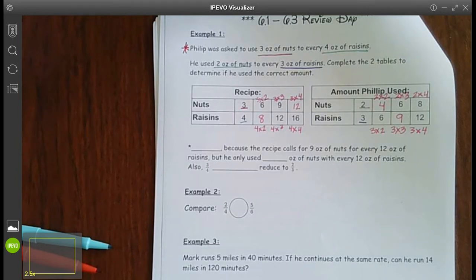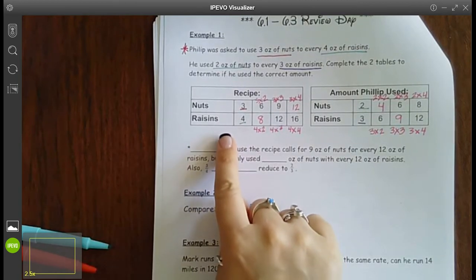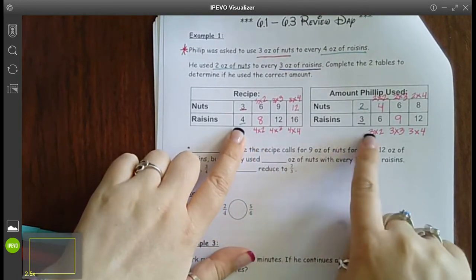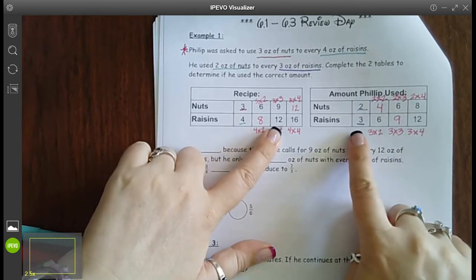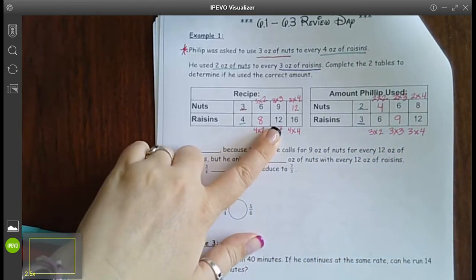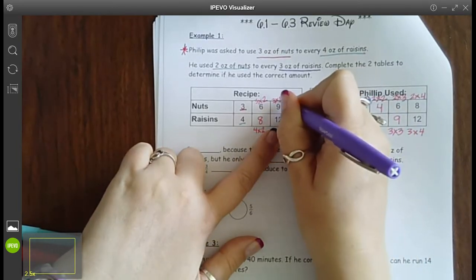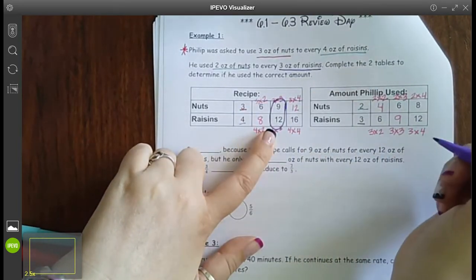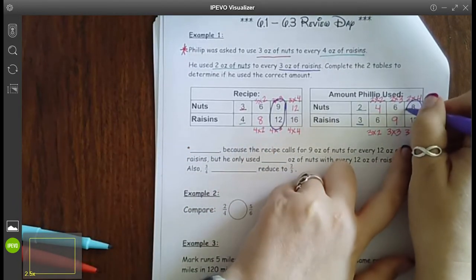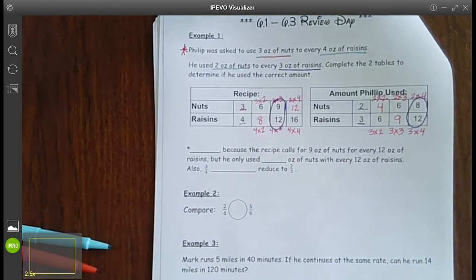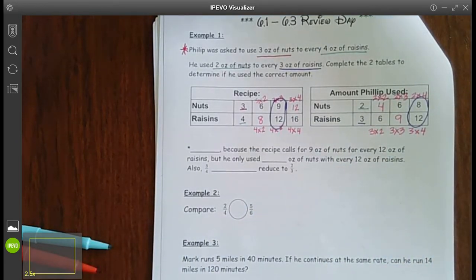Now that I have my 2 tables complete, I can use them to answer the question, did he use the correct amount? So what I can do is search for maybe the raisins and see, okay, did he ever use 4 here? No. Did he ever use 8 here? No. Did he ever use 12 for raisins? Yes, right there. So when he used 12 raisins, he should use 9 ounces of nuts. Well, when he used 12 ounces of raisins, he used 8 ounces of nuts. So he didn't do it correctly, right?